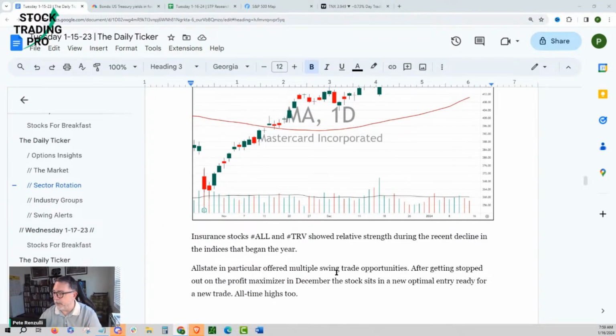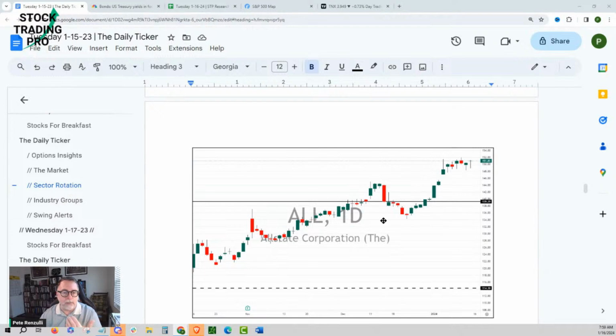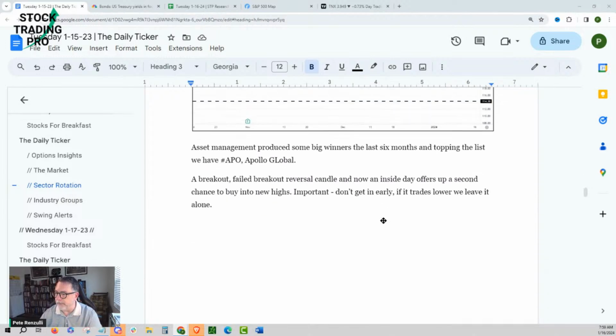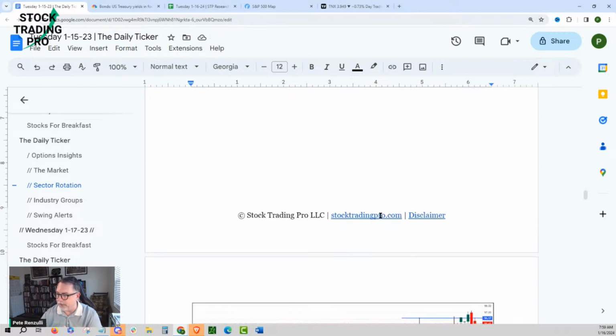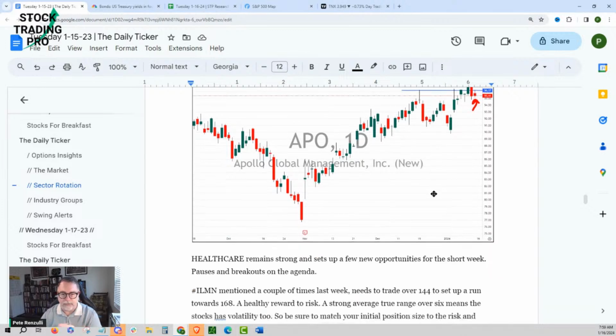Insurance stocks, Allstate and Travelers, showed relative strength heading into the recent decline, so I'm actually looking at some insurance stocks this week. Again, we're focusing on the financial sector. Asset management companies, KKR, APO, and a few others are also at or near breakout levels this week. APO had a breakout, a failed breakout, and now an inside day. So I'm looking for it to break out and stay above this recent level. If it does, great. If it breaks down, fine, leave it alone.